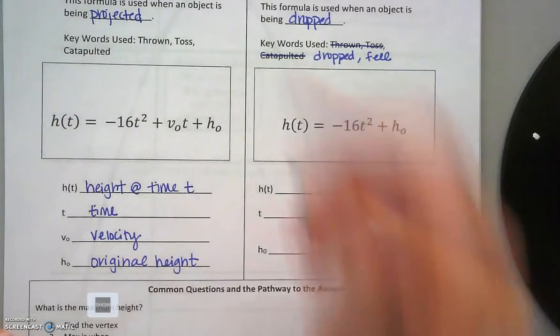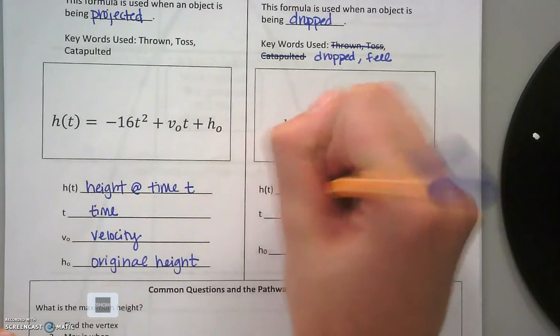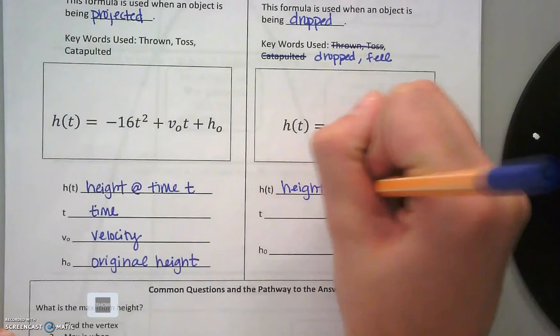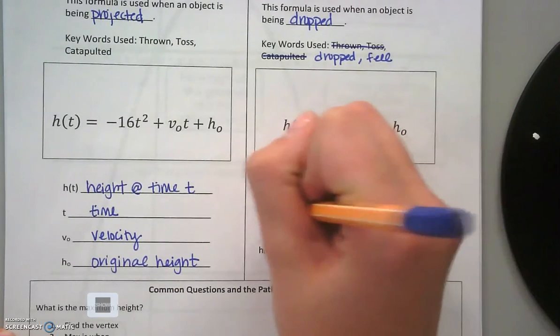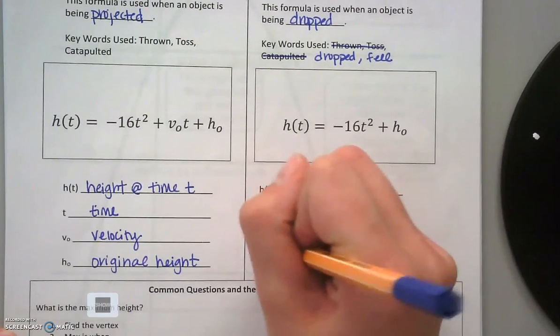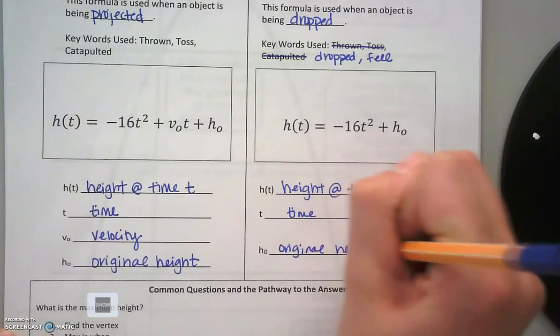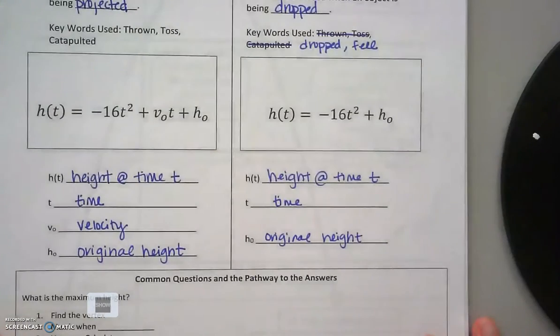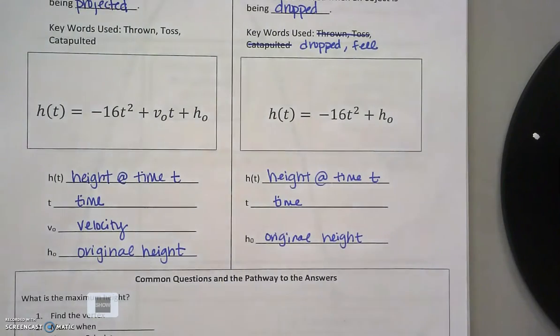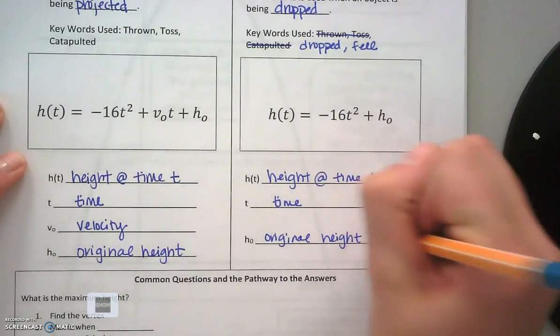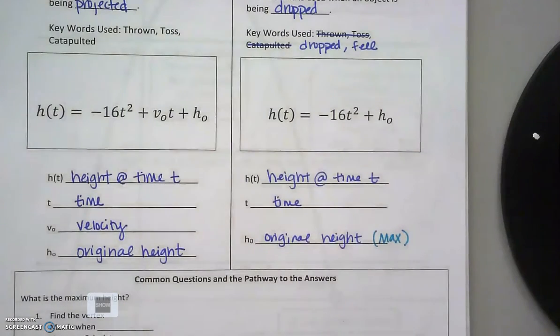So again, H of t still represents height at time t. T is still time, and H0 is still your original height. A little spoiler here, if something is being dropped, your original height is also your maximum. Anytime something's being dropped, your original height is also your maximum.